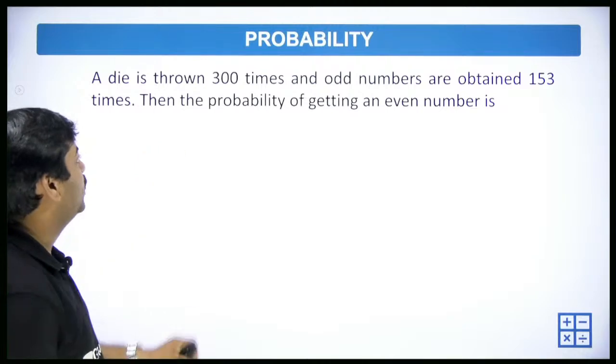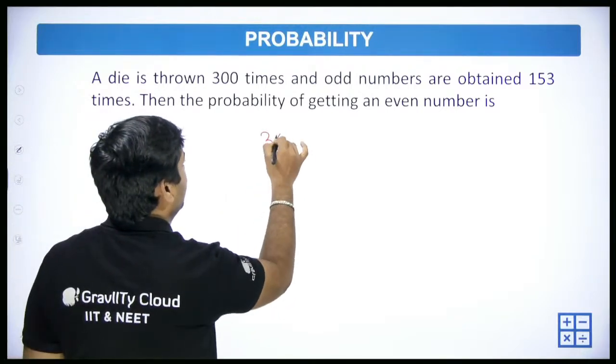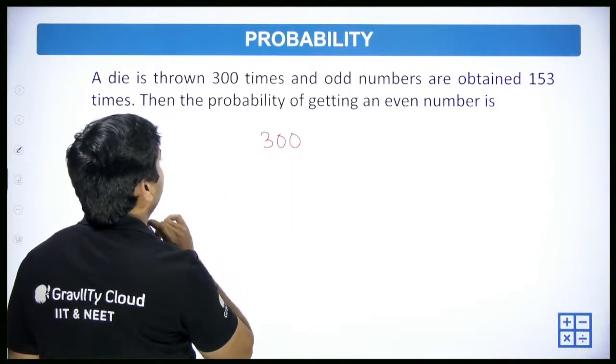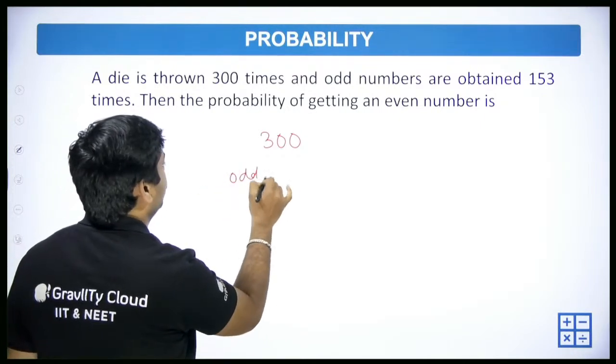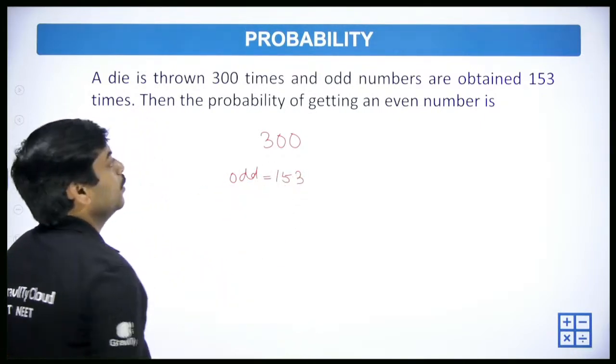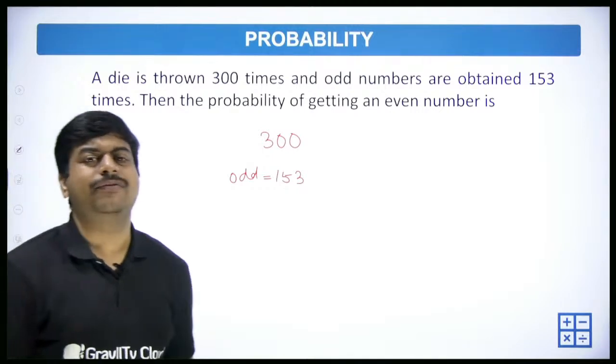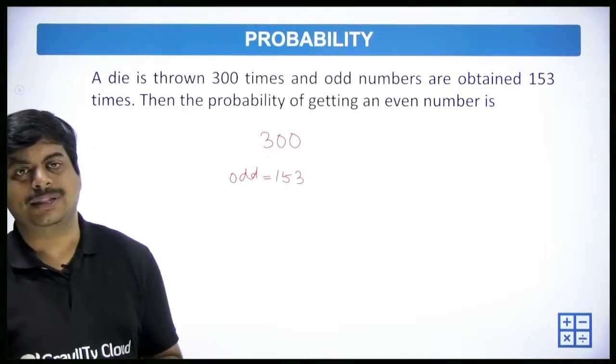A die is thrown 300 times. So 300 times you're throwing, and odd numbers are obtained 153 times. Then find the probability of getting an even number. You know, either we get an odd number or we get an even number. There is no other possibility.